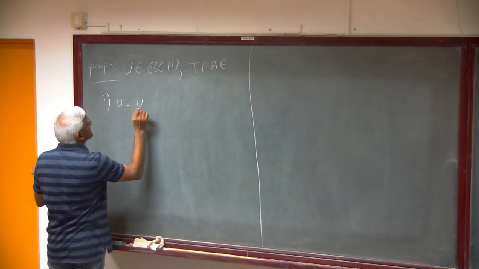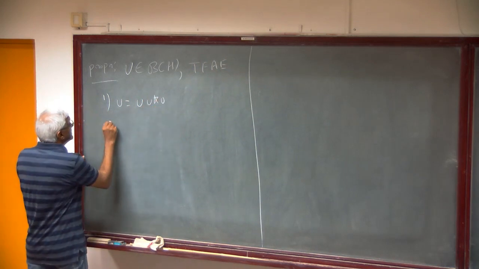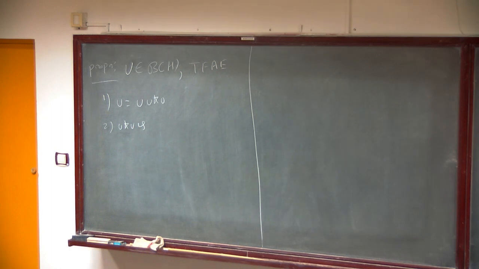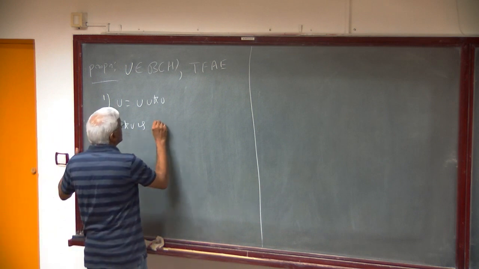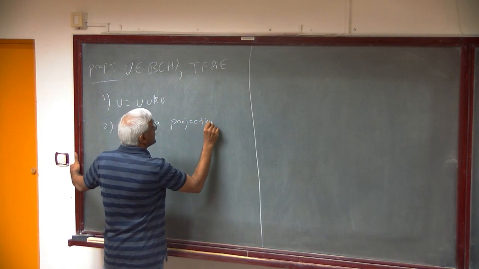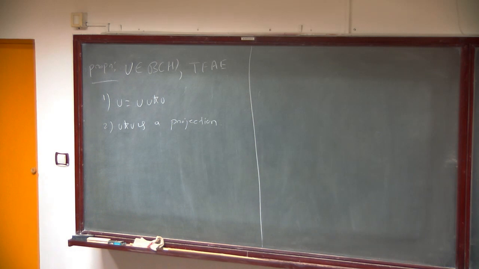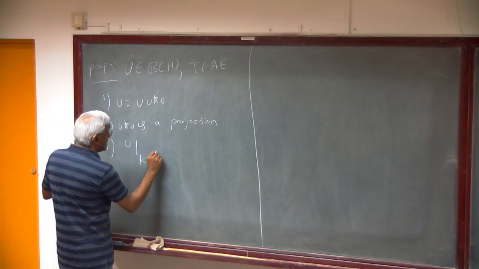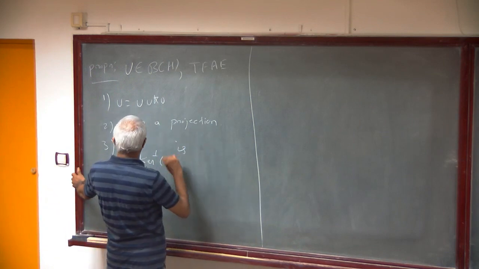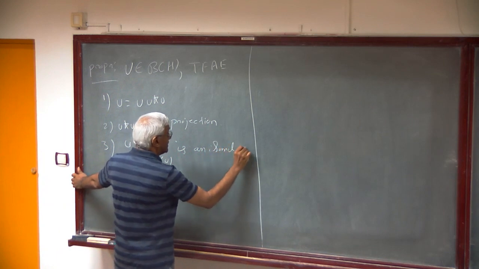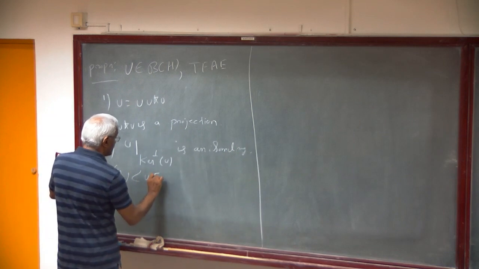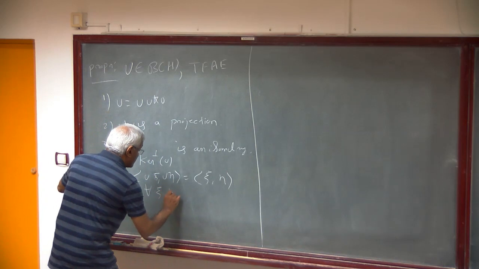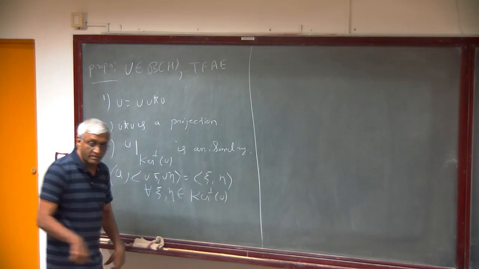First condition is that u satisfies this equation. Second is u star u is a projection. This is the actual definition we want to use. If u star u is the identity, then we call it an isometry. If u star u is a projection, then it is a partial isometry. The third condition will justify what we mean by partial isometry: u restricted to kernel perp of u is an isometry. Isometry means it preserves the inner product, that is, the inner product of u xi and u eta equals the inner product of xi and eta.